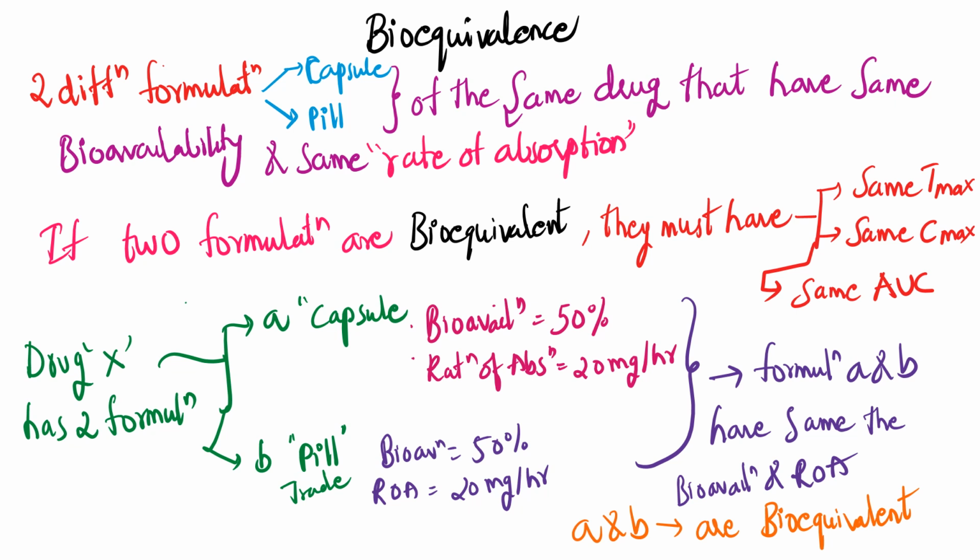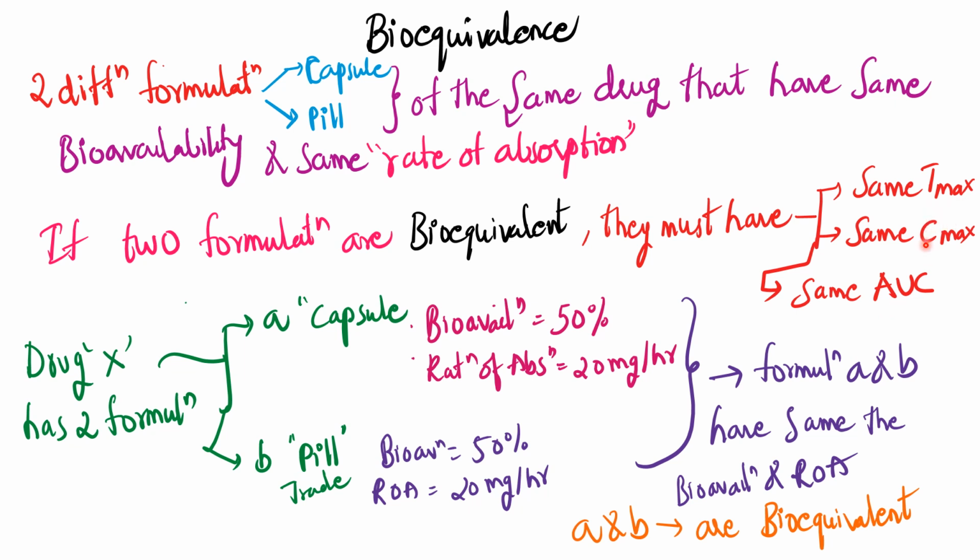Now let's learn the term bioequivalence also. If two formulations, a capsule or pill of the same drug, have the same bioavailability and same rate of absorption, we can say that they are bioequivalent. For example, can I say that this capsule and this pill or tablet are bioequivalent? What must they follow if they are bioequivalent? They must have the same Tmax, same Cmax, and same AUC, area under curve.